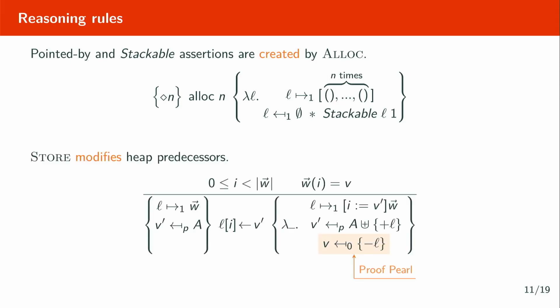Then, this is maybe the most difficult rule of this system, that is store, because store modifies heap predecessors. So here we have a location L pointing to a block W, and at offset i of W, we have the value V that we are going to override with V prime. So L will not be anymore a predecessor of V, but L will become a predecessor of V prime. So we require in the precondition a pointed-by assertion of V prime that we are going to update with L to notice that L is a predecessor of V prime, and we generate a new assertion to remove L from the predecessors of V. And the fraction 0 and negative multiset may surprise separation logic experts. This is the proof pearl of our paper.